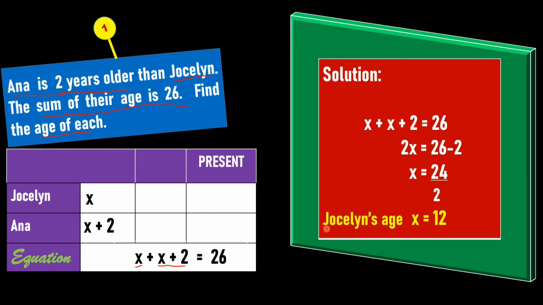So, ito yung age ni Jocelyn. So, ang present age niya ay 12. So, para makuha natin ang present age ni Anna, i-substitute natin tong 12 dito sa x. So, this is 12 plus 2 is equals to 14. So, to check if this is correct, ang sum ba nila ay 26? So, pag inadd natin itong dalawa, 12 plus 14 is equals to 26.